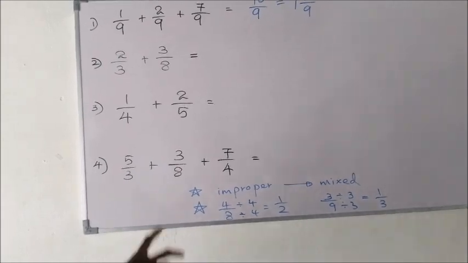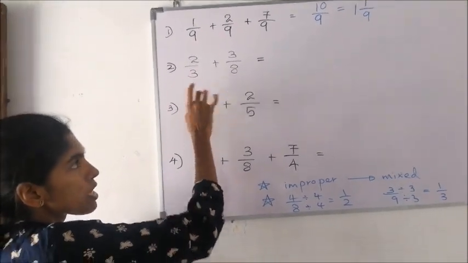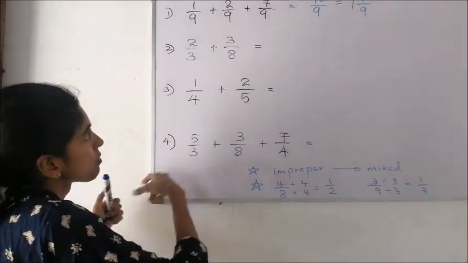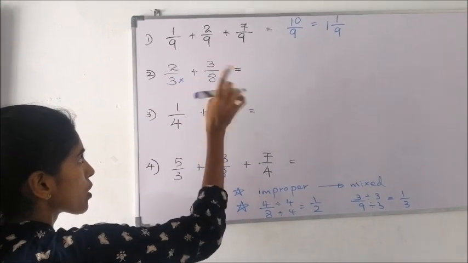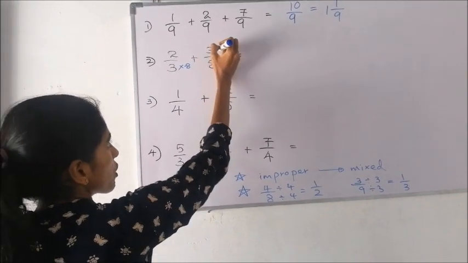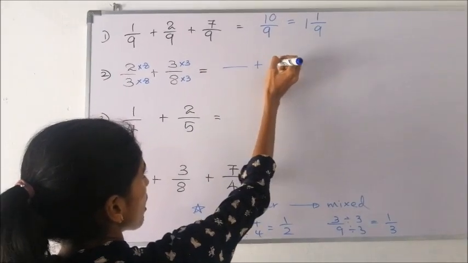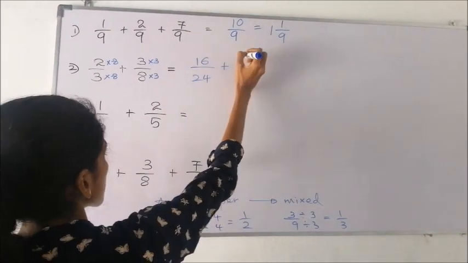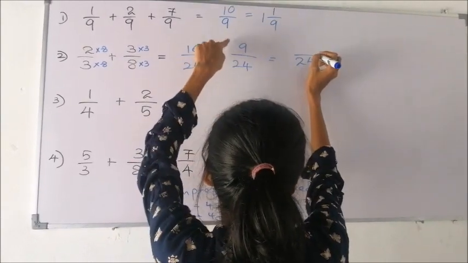Next question. Every time look at the denominator when you add or subtract the fractions. Denominators are different. To make them same, use the LCM knowledge. Okay, LCM is 24. To make these two as 24, 3 multiplied by 8, 8 multiplied by 3. Do the same thing to the numerator also. What are the two new fractions we get? Out of 24, 16 and 9. Now the denominators are same. So you can add the numerators.